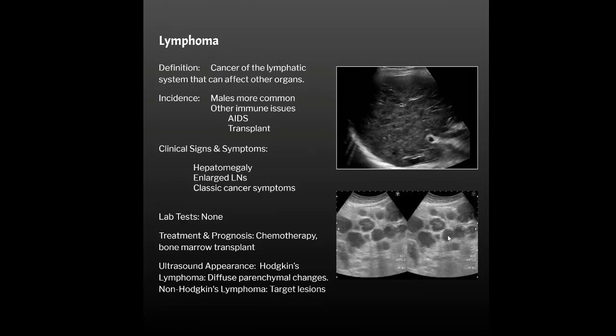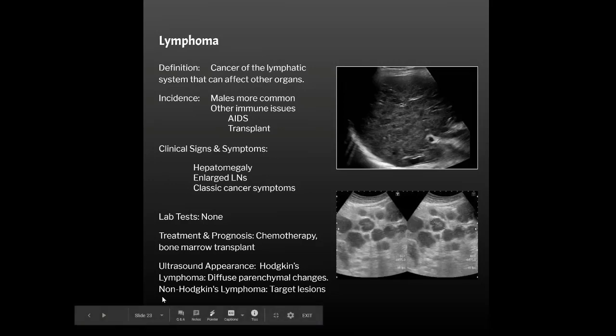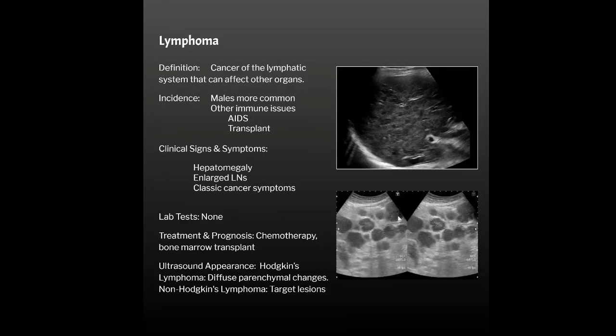So the way that I remember Hodgkin's versus non-Hodgkin's, I think of this non part, it's NON. So that makes a pattern kind of like the bullseyes do, dark, bright, dark. So just try to come up with different ways that you can help yourself remember how some of these look on ultrasound. Again, with lymphoma, knowing that Hodgkin's causes parenchymal changes, non-Hodgkin's causes focal target lesions. And that is the end of the liver series and our malignant pathologies.